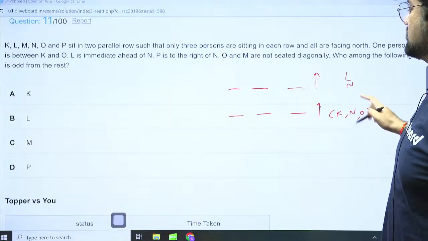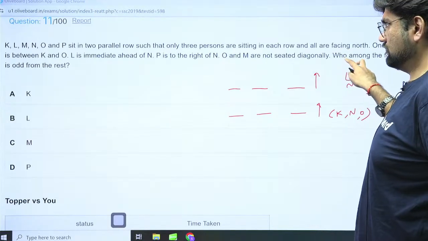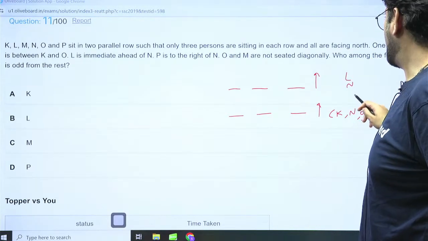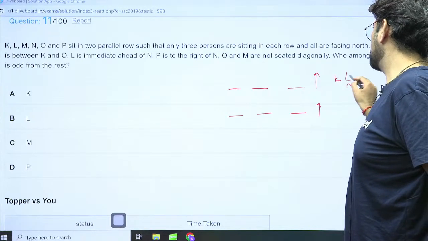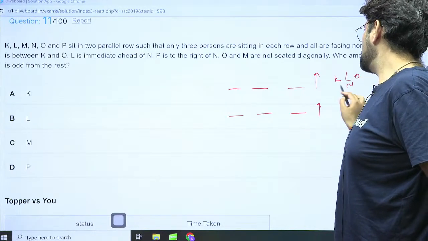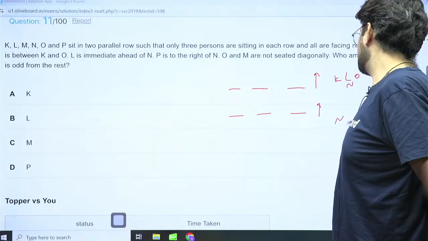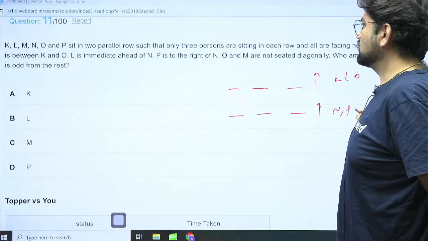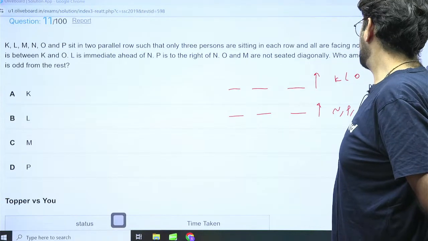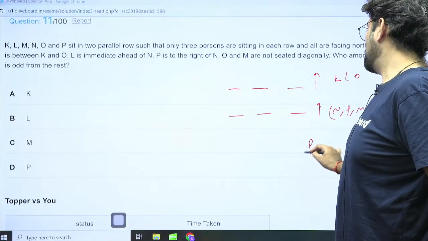Okay. It's still possible that K and O can be up. P is to the right of N. If P is to the right of N, then K and O are surely on the top. Right? So P is to the right of N. We know that N is here and P is here. And who is the third one? M. M is also here. P is to the right of N.